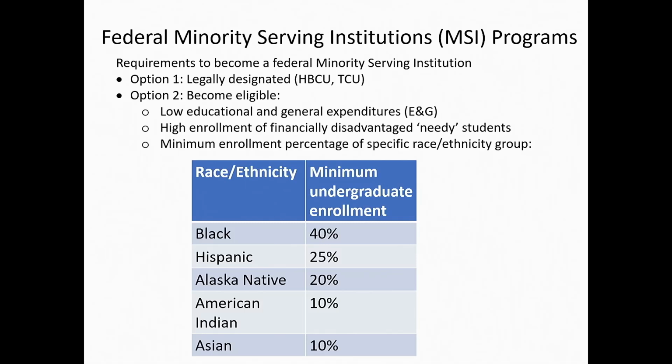The second requirement people don't talk about is you have to have a high enrollment of financially needy students compared to your peers. And then, of course, number three, there is the minority enrollment percentage requirement.